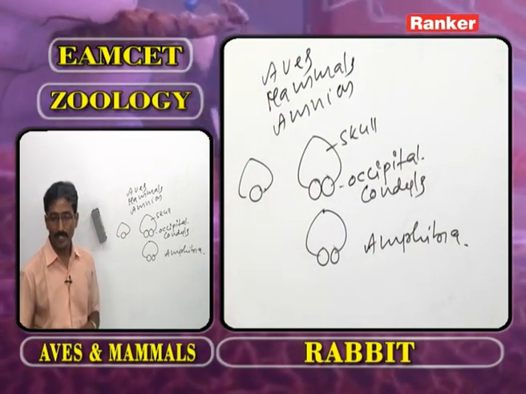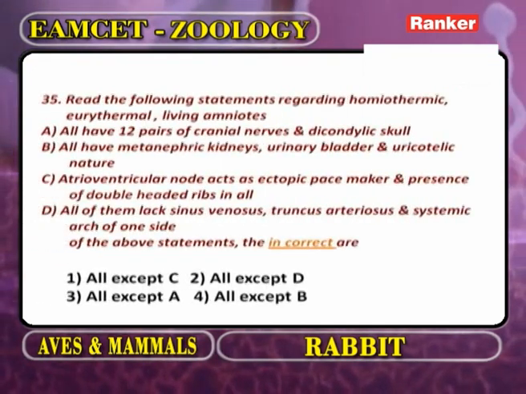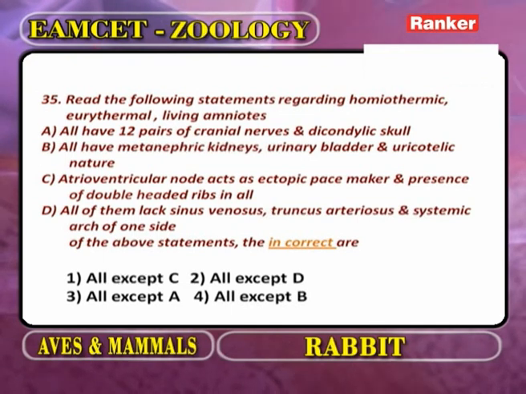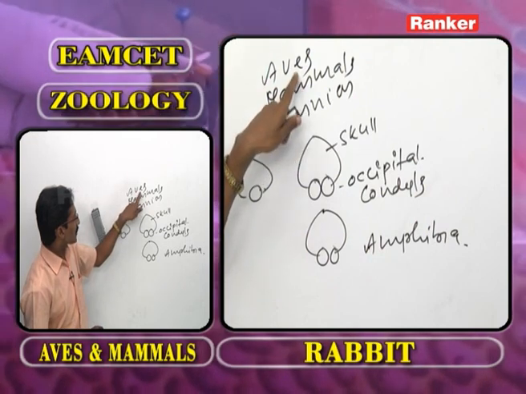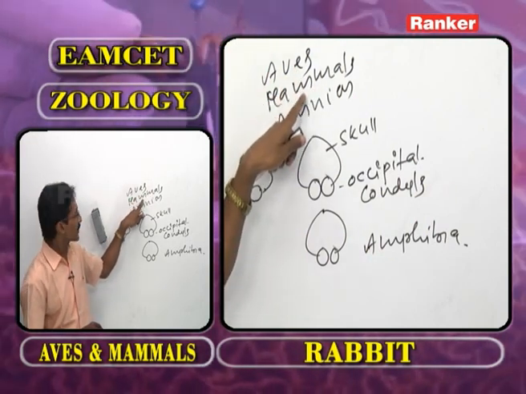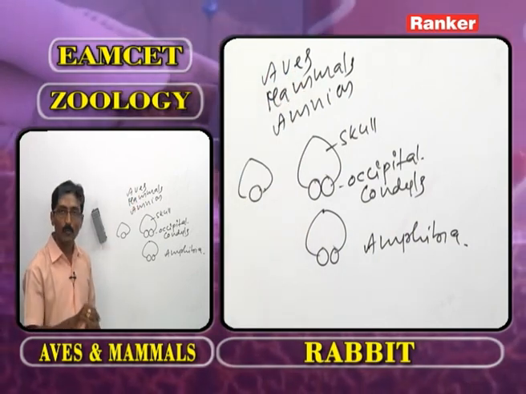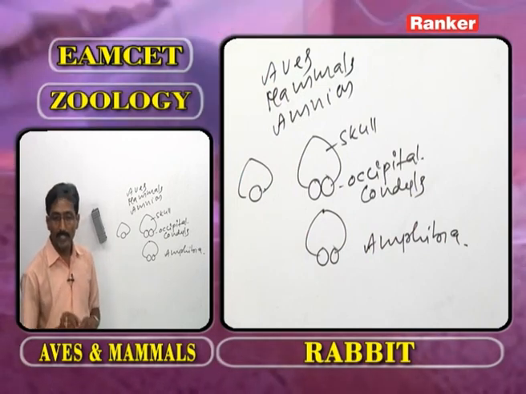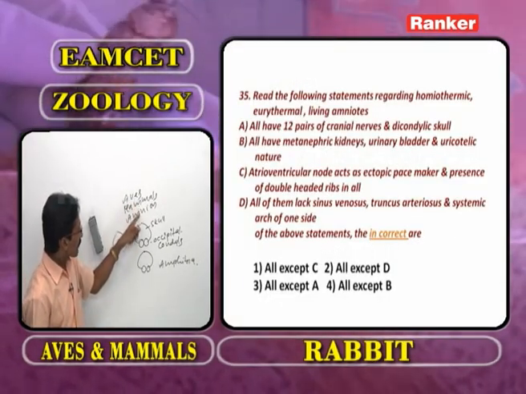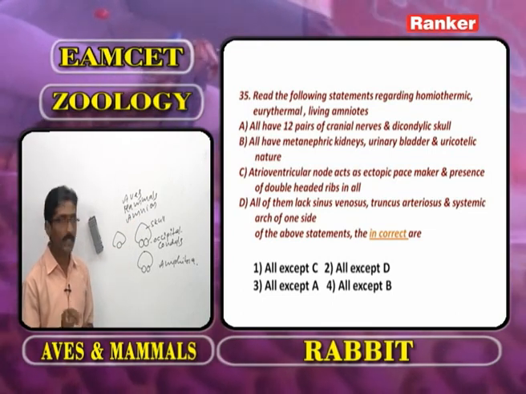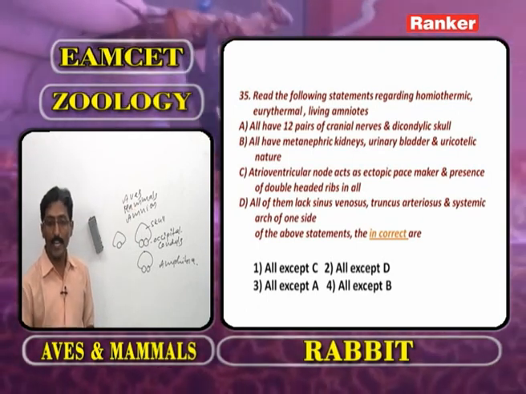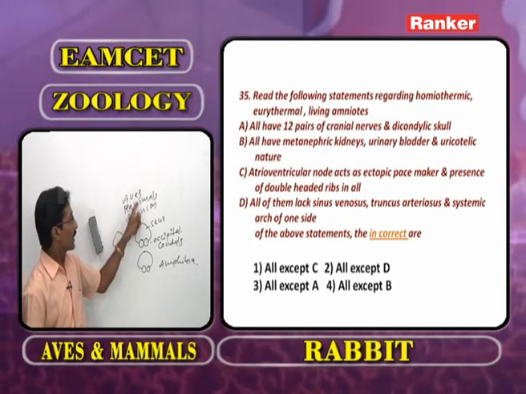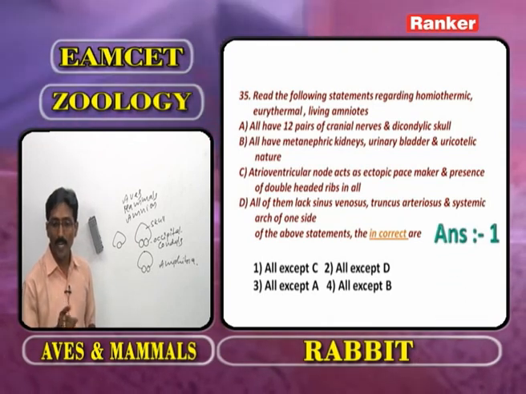Read the following statements regarding homeothermic. What are the homeothermic? Aves and mammals. And eurythermal. Aves and mammals can tolerate a wide range of temperature fluctuations. So, aves and mammals, they are homeotherms, they are eurythermal. And living amniotes, in the development what is present? Amnion. Now they are asking the statements regarding aves and mammals. Now we observe the first statement. All have 12 pairs of cranial nerves. No doubt aves and mammals have 12 pairs of cranial nerves. But only in mammals is the skull dicondylic. In aves it is monocondylic. So the first option is wrong.